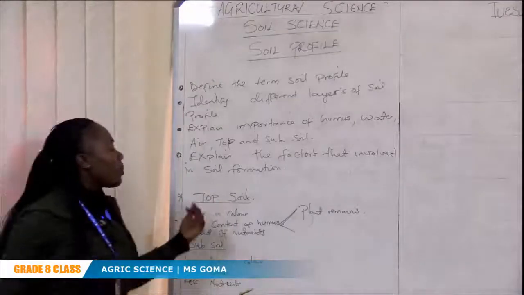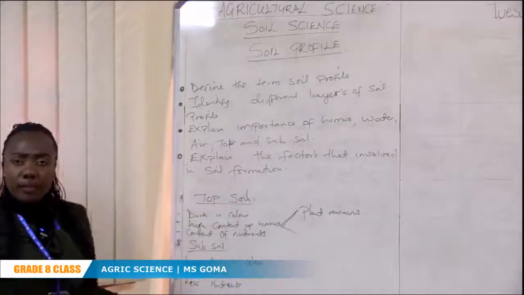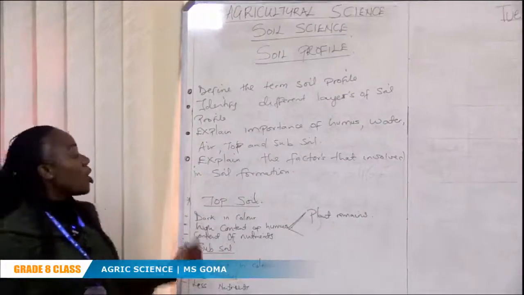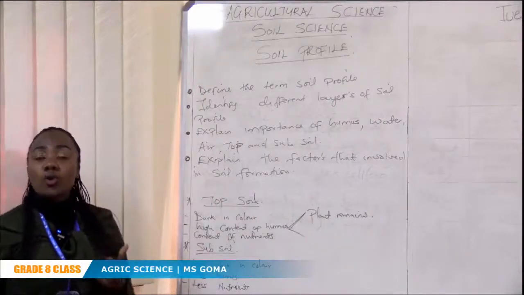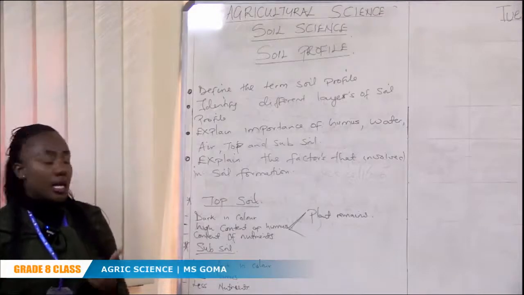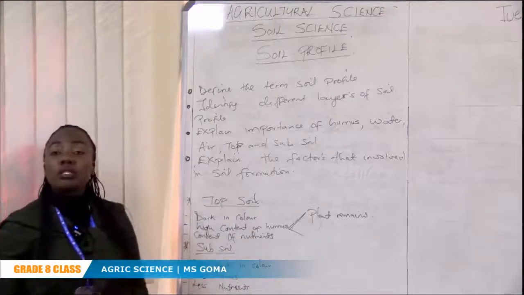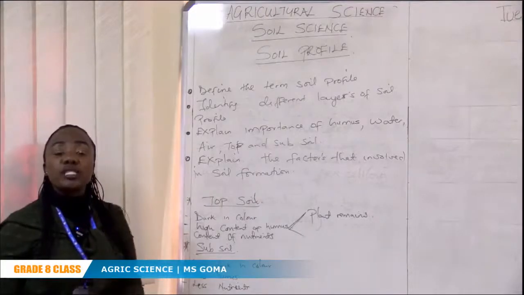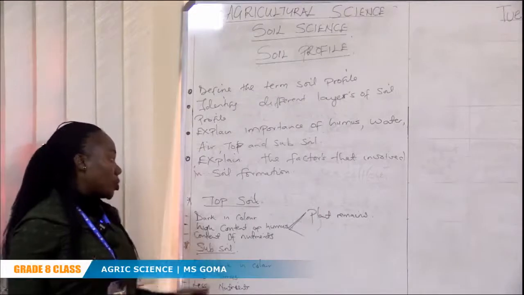When you look at the topsoil and the subsoil, which one do you think is good for growing crops? The soil that is good for growing crops is the topsoil, because it has all the nutrients that we need in the crops that we grow, compared to the subsoil.